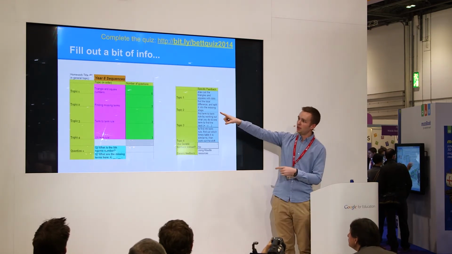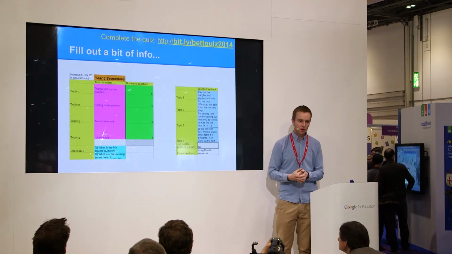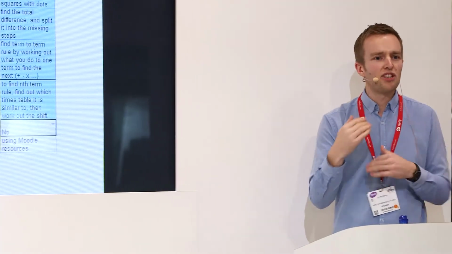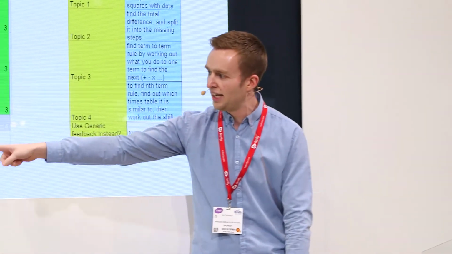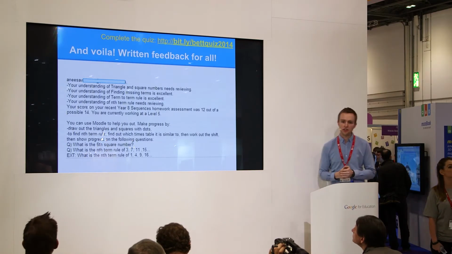So if they got topic 1 incorrect, they would get this feedback. If they got topic 2 incorrect, they would get this feedback, and so on. We use a method of marking called SIR in our form, which is strengths, improvements, and response. So we tell the students what they were good at, tell them how to improve, and give them some time to respond to us. Build up a dialogue. So down here, you just fill out a few questions you'd like them to respond to if they got that question wrong. And there we go. This is what the written feedback looks like for the students.